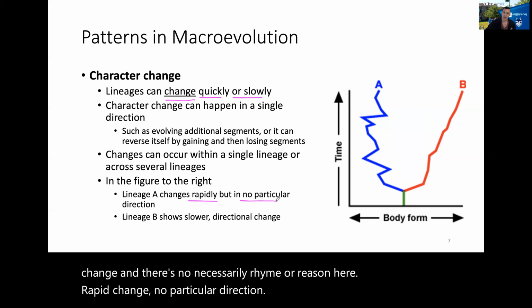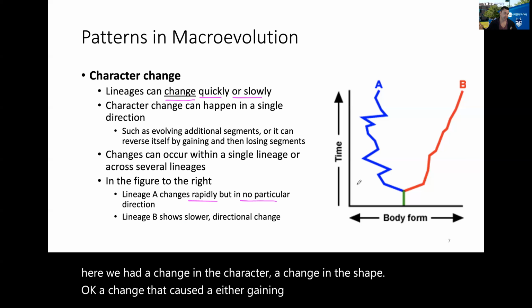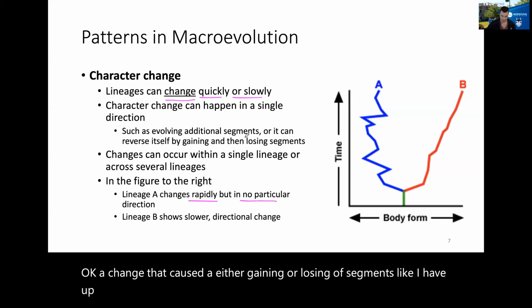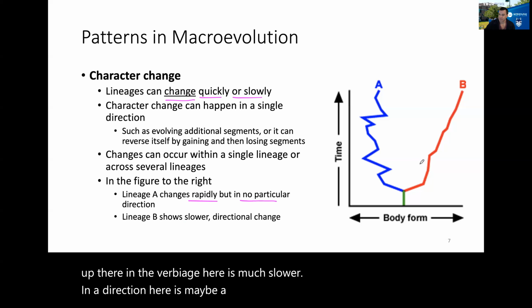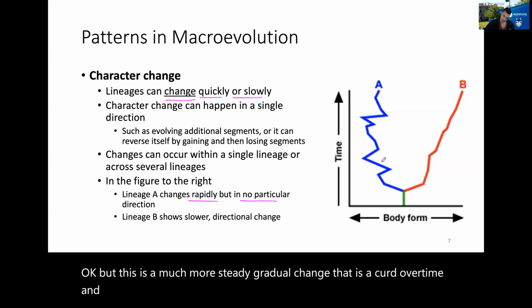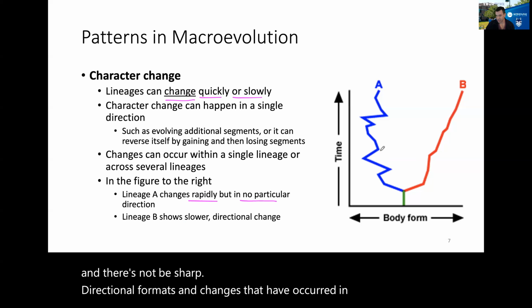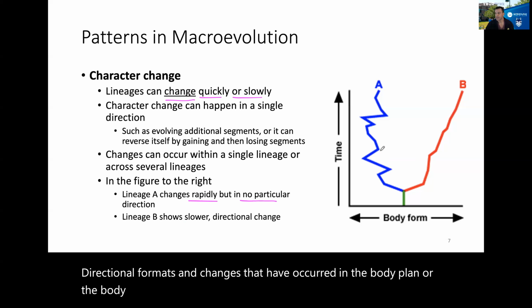For lineage B, here we had a change in the character, a change in the shape. Okay. A change that caused either gaining or losing of segments, like I have up there in the verbiage. Here is much slower. In a direction here is, maybe a little bit quicker. Okay. But this is a much more steady, gradual change that has occurred over time, and there's not these sharp directional formats and changes that have occurred in the body plan or the body shape.